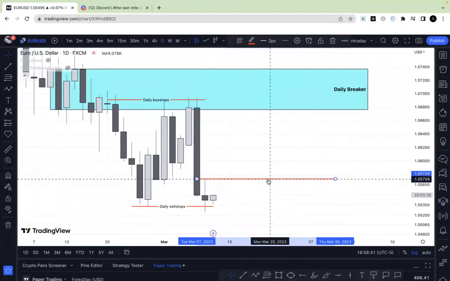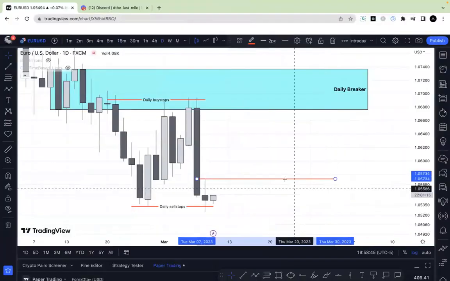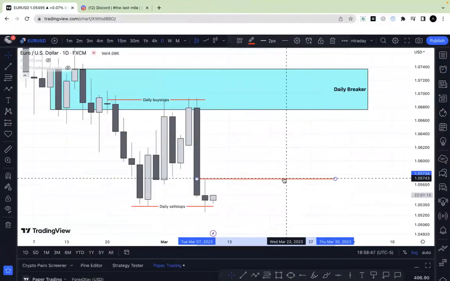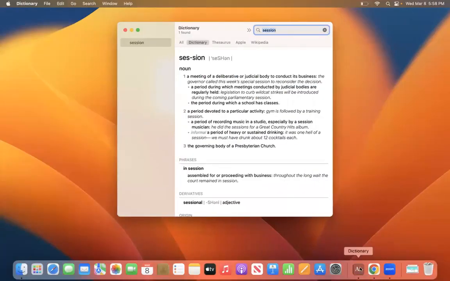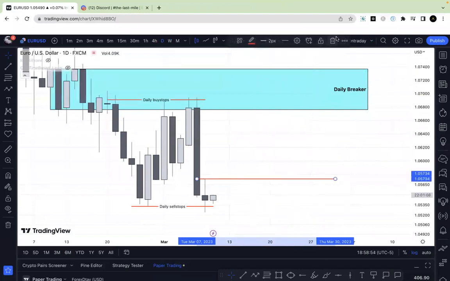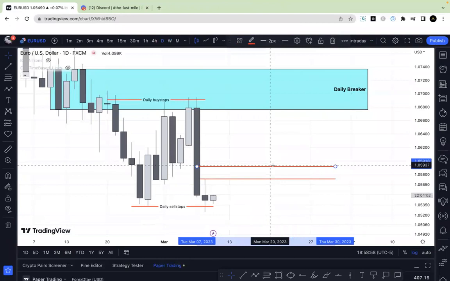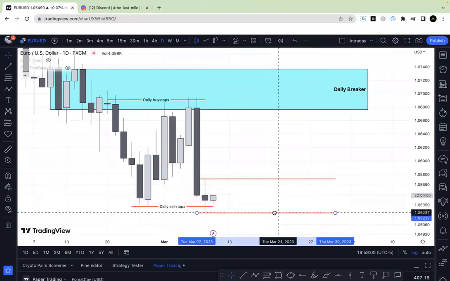I don't know what I'm doing wrong here. Oh my gosh. Okay, done with that. I don't know why my freaking shortcut to clone things is not working, but whatever.